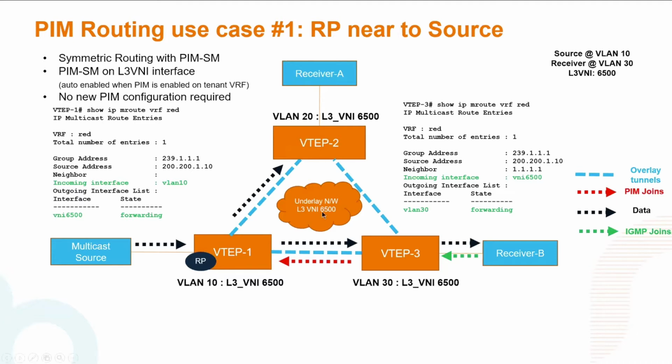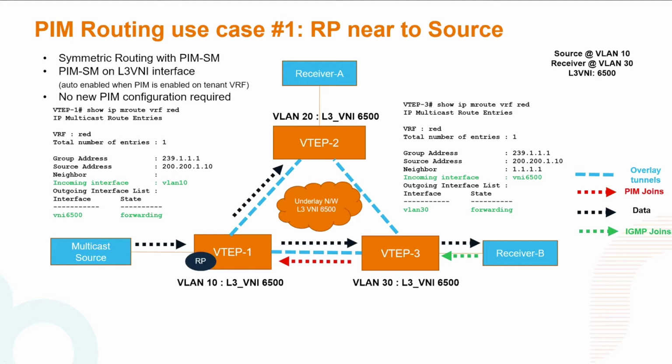topology, similar to the snooping topology. The difference is that I have an L3 VNI configured on the underlay interface, and I have the overlay tunnels also created. Similar to before, I have a multicast source on the left side and receivers A and B on the top and on the right side. Receiver B is sending a join. Before that, PIM will learn the neighborship via the overlay tunnel. So VTEP1 will see there are two neighbors, which are VTEP2 and VTEP3.